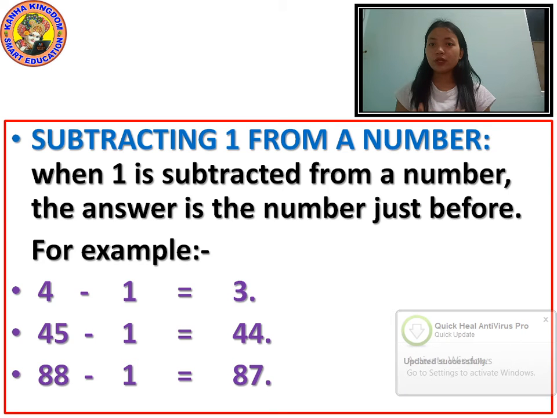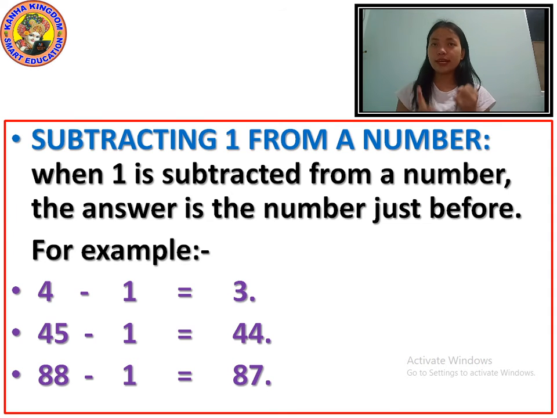Okay, students, we learned the second property of subtraction, that is subtracting 1 from a number. When 1 is subtracted from a number, the answer is the number that comes just before that number. I hope you all understood the concept of subtracting 1 from a number. So we'll move to the next topic.